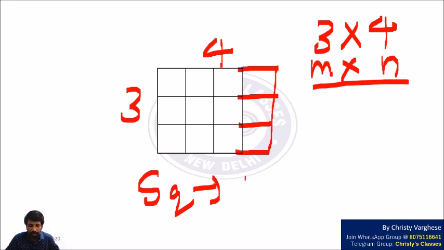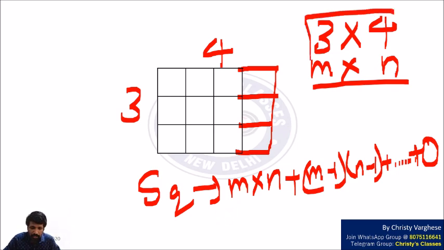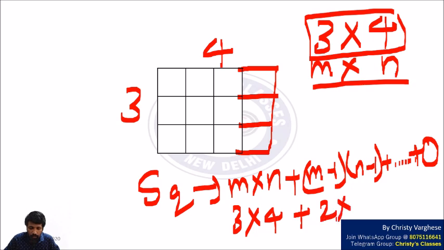The number of squares will be done like this: m into n plus m minus 1 into n minus 1, that means reduce one number from both numbers, plus m minus 2 into n minus 2, plus m minus 3 into n minus 3, till you get 0. You have to repeat this process. This is a process I am explaining. I will show you with this example itself. This is 3 rows and 4 columns, that means m into n is 3 into 4, plus 3 minus 1, 2, 4 minus 1, 3.